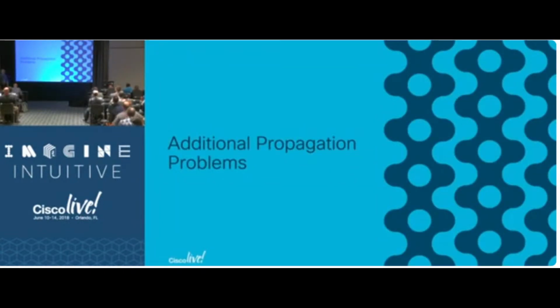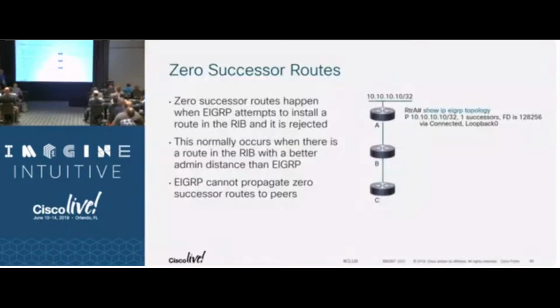What other propagation problems can we actually expect in our networks? Zero successors are one of those which we typically don't look for, but if they happen, we don't see the route being advertised to our neighbors. Once again, a zero successor route is a route that cannot be installed in my routing table because there is another one, the same as far as the destination goes, but better in terms of administrative distance. It may be coming from BGP, from a different routing protocol, or it may be static. I will not advertise that route because I cannot guarantee it will be loop-free in the end. This is what happens.